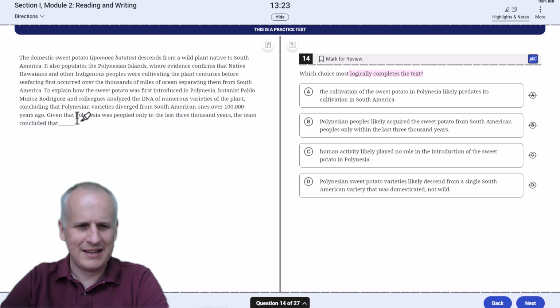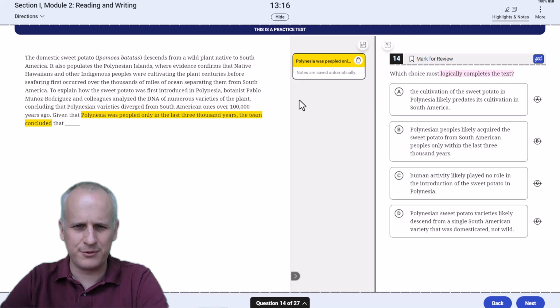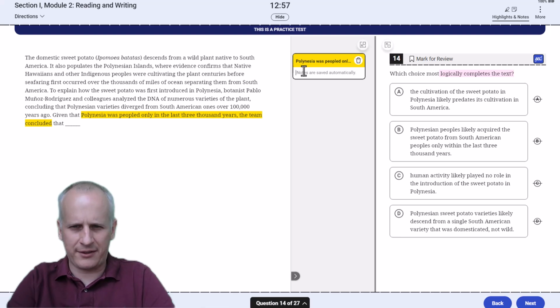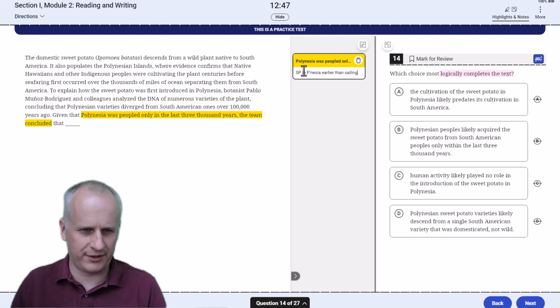Oops, and sometimes that'll happen. If you don't see the highlight little tool come up like this, that's going to indicate that it didn't necessarily register. And I can also open up those notes again to take notes on what the details are. So the domestic sweet potato descends from a wild plant native to South America. It also populates the Polynesian islands, where evidence confirms that native Hawaiians and other indigenous people were cultivating the plant centuries before seafaring first occurred over the thousands of miles of ocean separating them from South America. So we know that the sweet potato in Polynesia is earlier than sailing. So it wasn't able to come across from South America, basically.